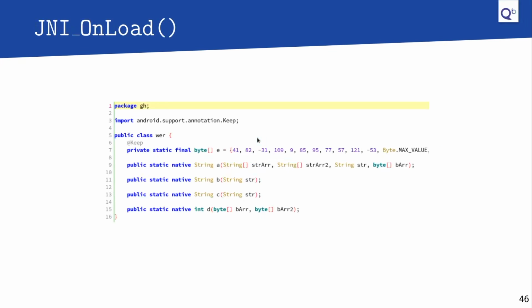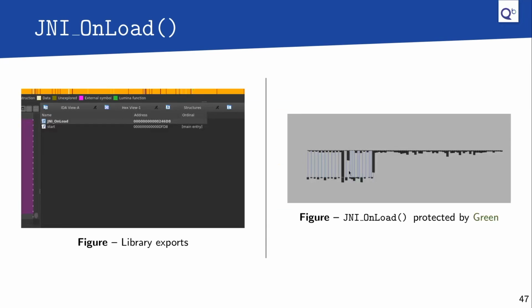So in Java, you can declare native functions so that the implementation of the function is located in a native library. Here, if you want to understand the behavior of the function A, you need to first find the library in which A is implemented, and then you need to reverse the assembly code. So this is the output, the control flow graph of the library associated with the JNI function.